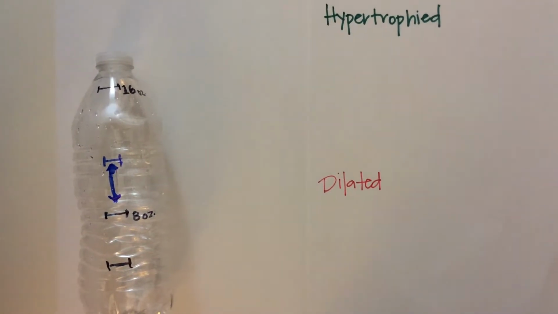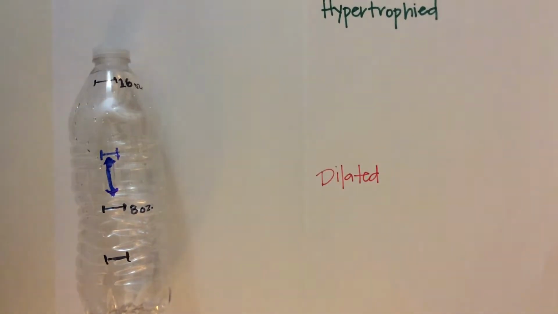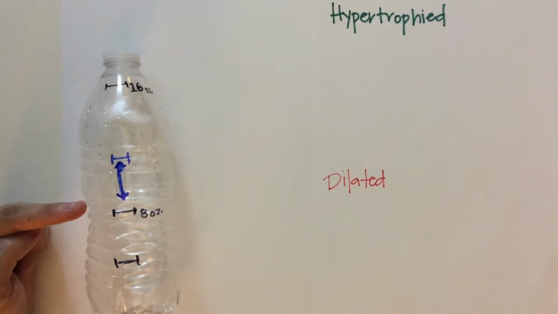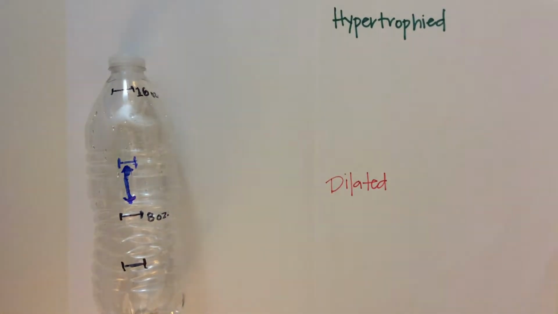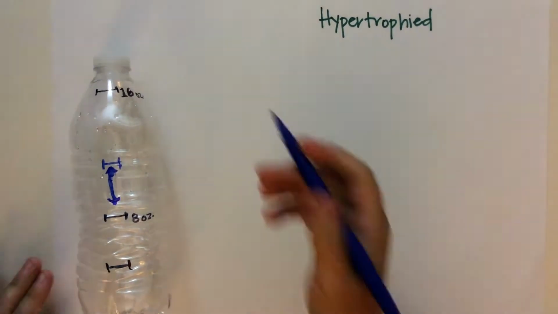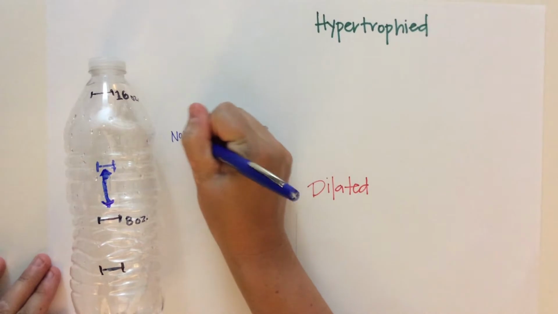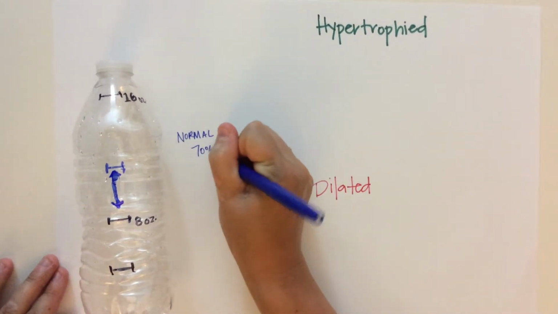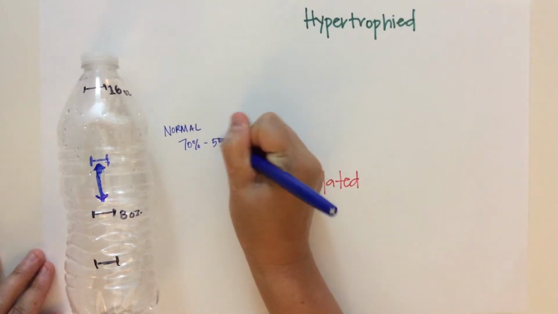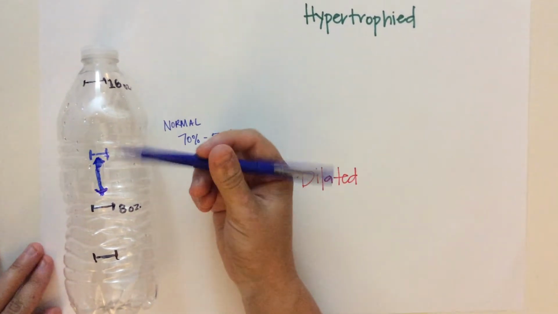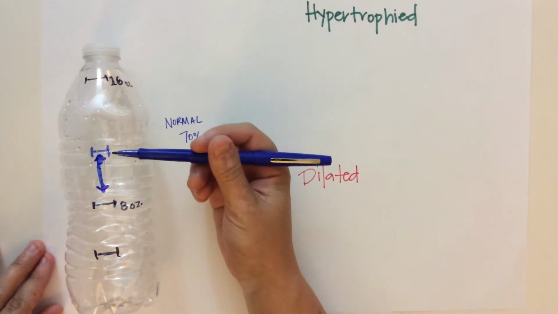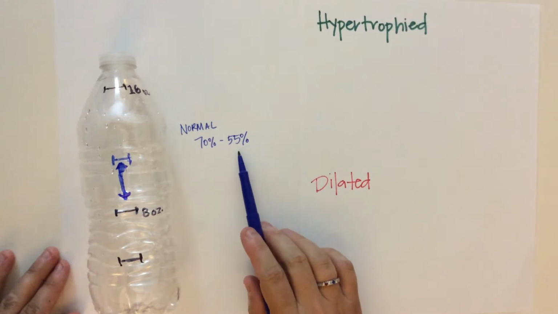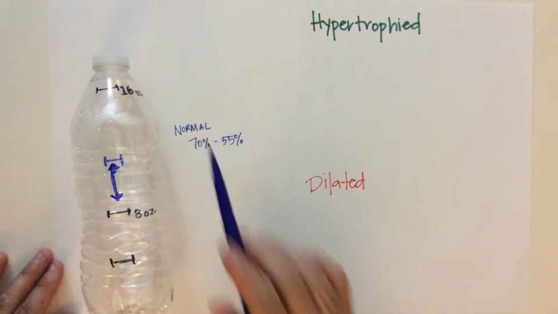Okay, so we are going to be talking about the types of CHF here. Now, we have my handy dandy water bottle that I've used on the previous video that I told you had a fairly normal ejection fraction. So when we look at what normal for ejection fraction is, we see that our normal is anywhere from 70% to 55%. And you can see I've kind of drawn it out, how much the heart would eject anywhere from here down. Now, abnormal is anything below that 55% or anything above 70%.